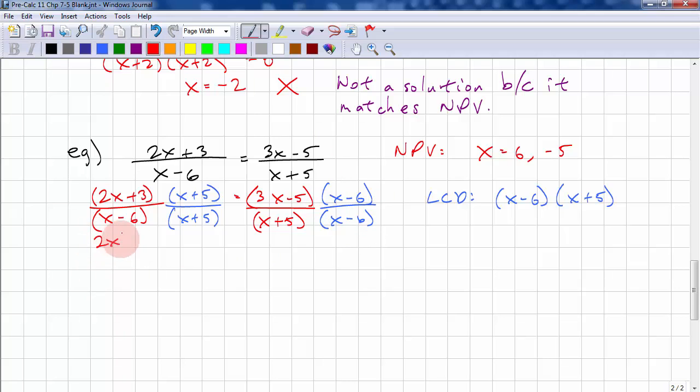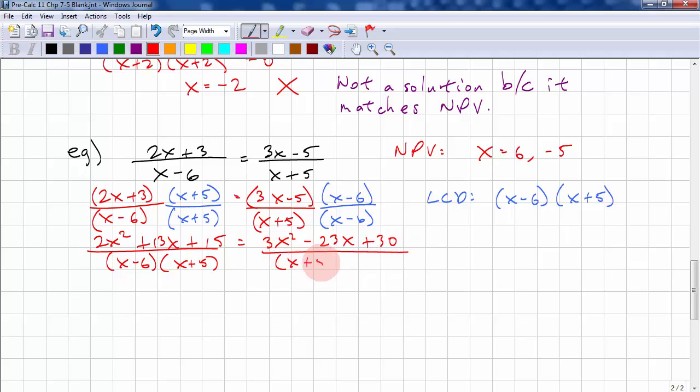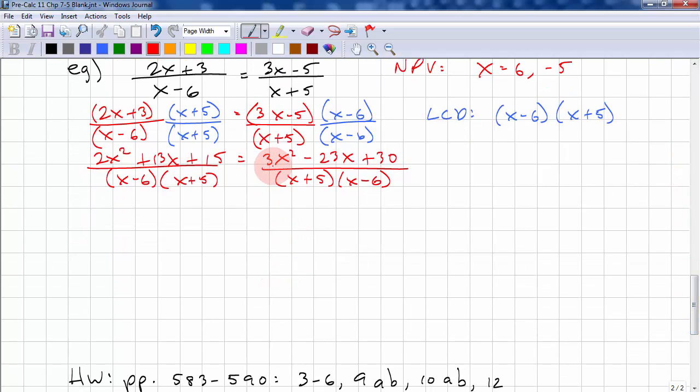And again, we expand to x squared. And we have 3x, and we have 10x, so that's plus 13x. And 3 times 5 is 15. And 3x squared minus 5x minus 18x, that's minus 23x. Minus 5 times minus 6 is 30. And we want to collect like terms. This is bigger than this, so let's move everything to the right-hand side. 3x squared minus 2x squared is x squared. Negative 23x minus 13x is minus 36x. 30 minus 15 is 15.